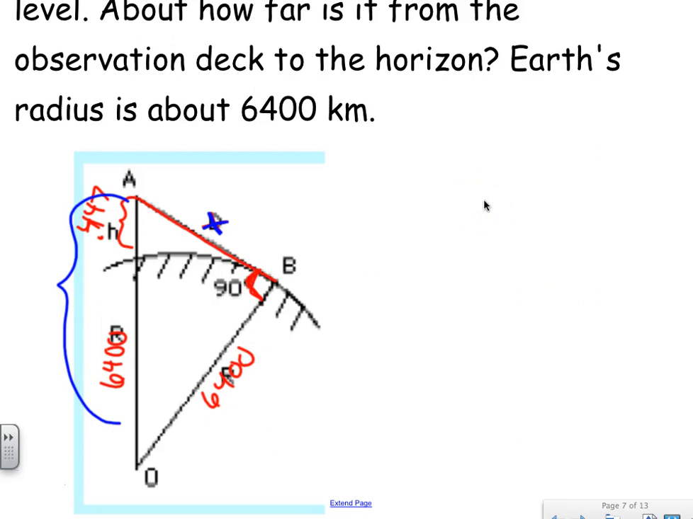Okay, so I'm going to have to add those two together to get 6,400.447. So now I can say my a squared plus my b squared, because those are the legs of my triangle.